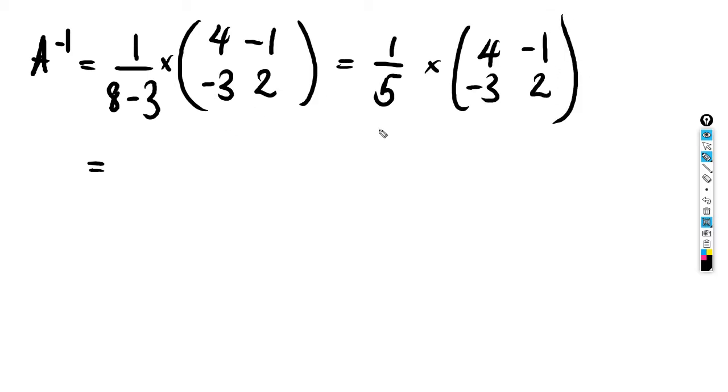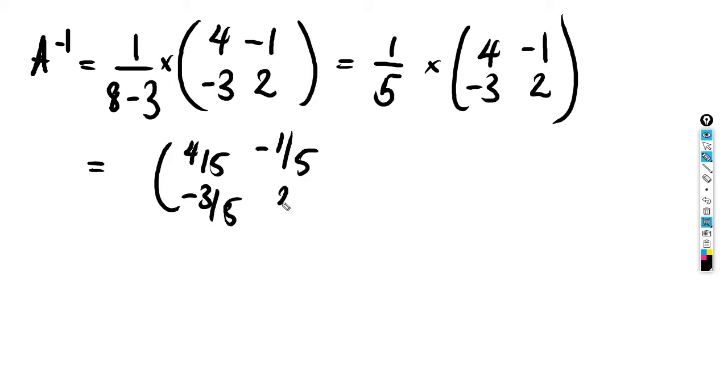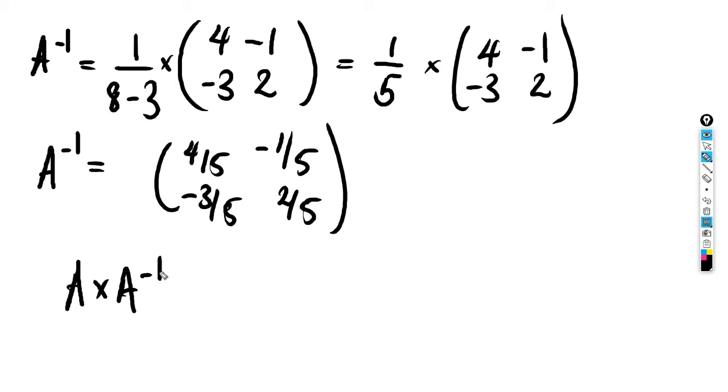Cool. So if we multiply 1 over 5 by everything in the matrix here, a scalar multiplication, we should get 4 over 5, negative 1 over 5, negative 3 over 5, and 2 over 5. All right, so the inverse is equal to 4 over 5, negative 1 over 5, negative 3 over 5, and 2 over 5.